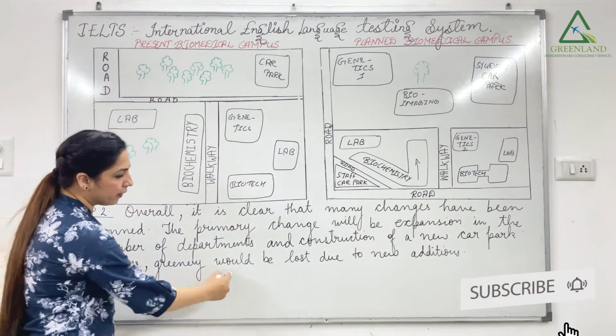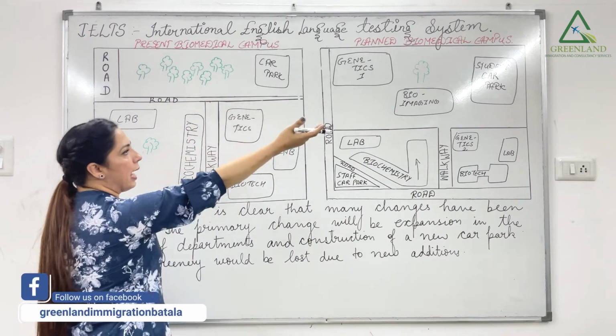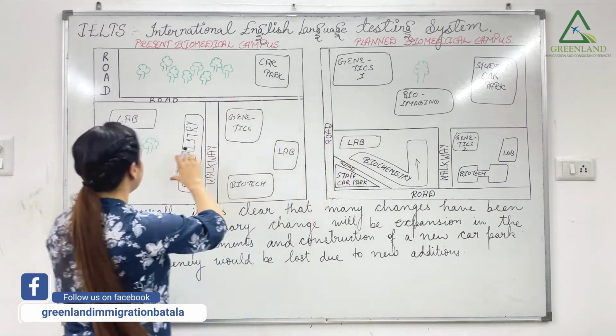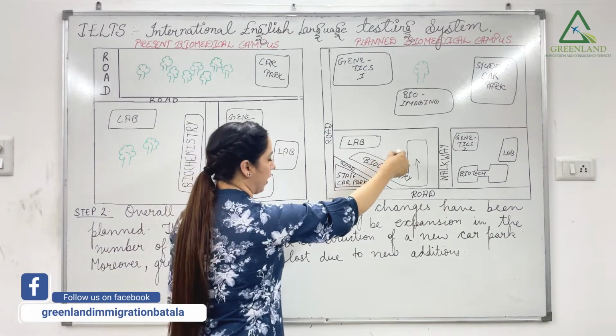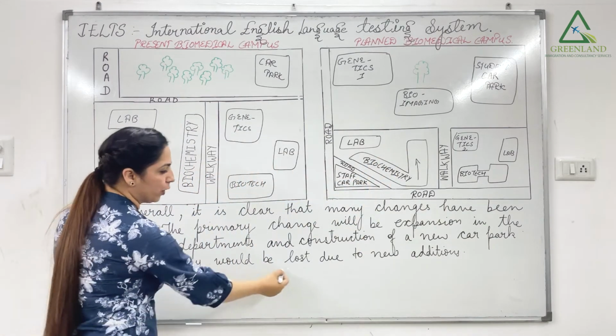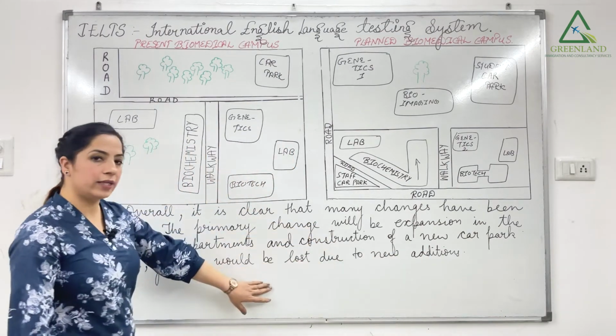Moreover, greenery would be lost. It is almost lost. Here the number of trees is shown, and there only one tree is there, and here 2-3 trees are there, but no tree is shown in this part of the map. Greenery would be almost lost due to some new additions. So this is all about the overall.